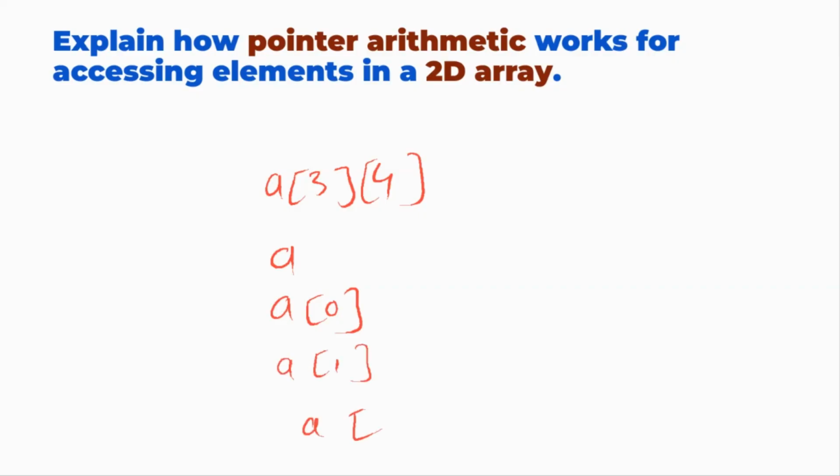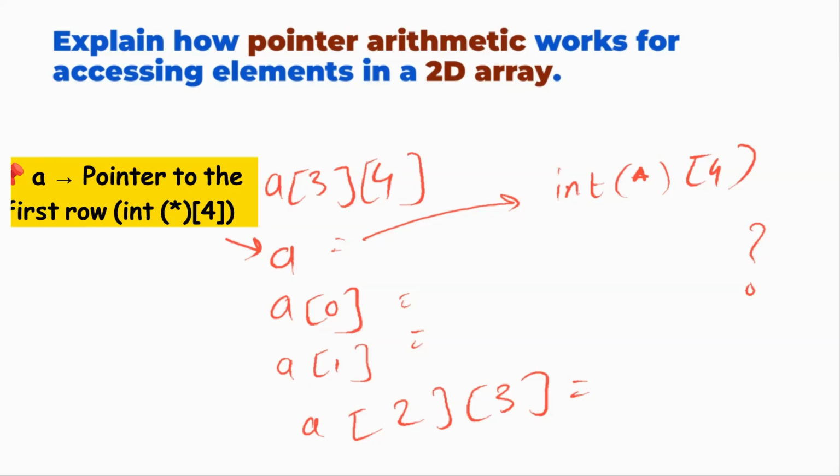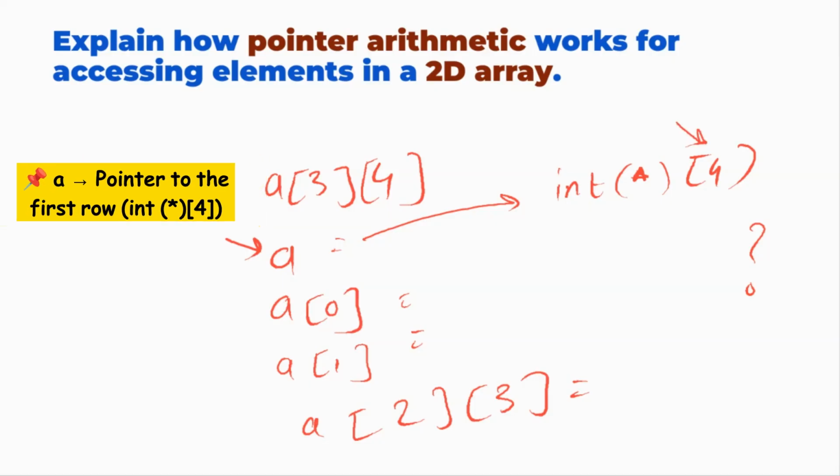And what is A of say 2, 3 here? Can you answer? Here A is a pointer to a row and not the double pointer. Here A is int star of 4, which means A is pointing to an array containing 4 elements.